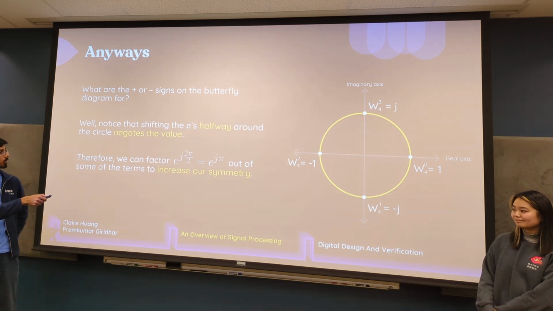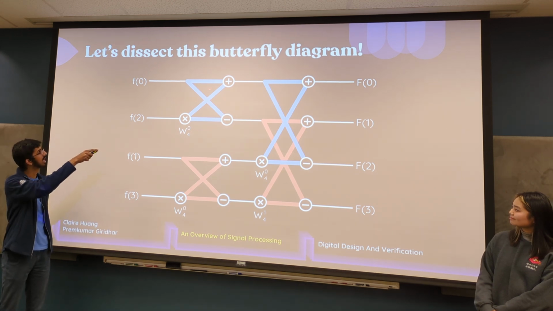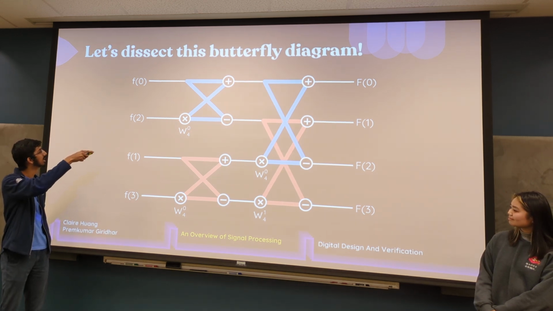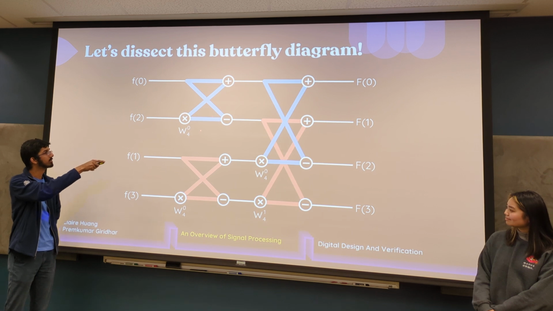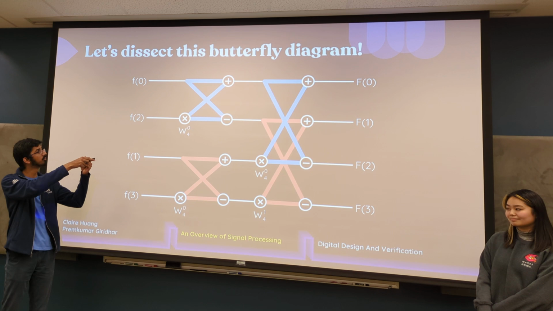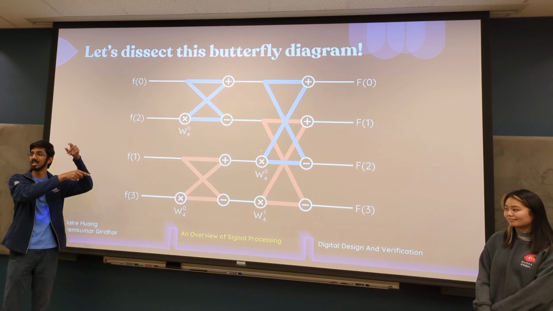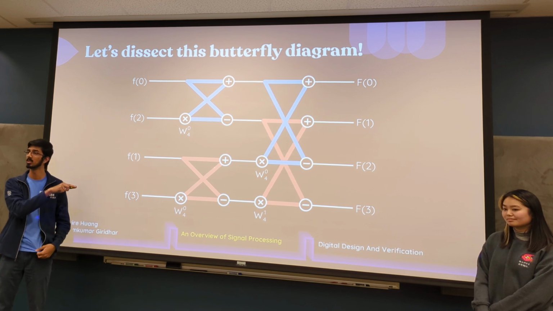So basically what we're doing in the diagram is we're saying this is adding f0 with f2 times this, and then this is going to be adding f0 with f2 times W2 4, if that makes sense. But W24 is just the negative of W04, so we can reuse that multiplication as well. Does that make sense?